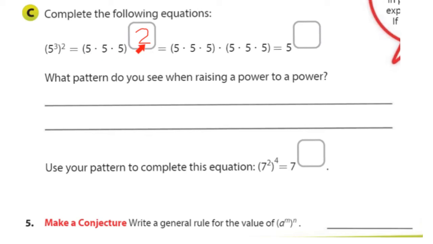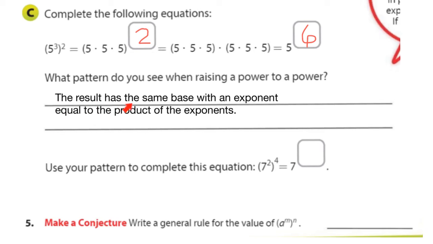Now this 2 is telling you that you need 2 groups of these 3's. So here's one group, here's a second group. So how many 5's do you have altogether? Count them up. You have 6 5's. So looking back at your exponents, you have 2 exponents, 1 base. How can you use a 3 and a 2 to get to a 6? You think about that, and I'm going to fill this in.